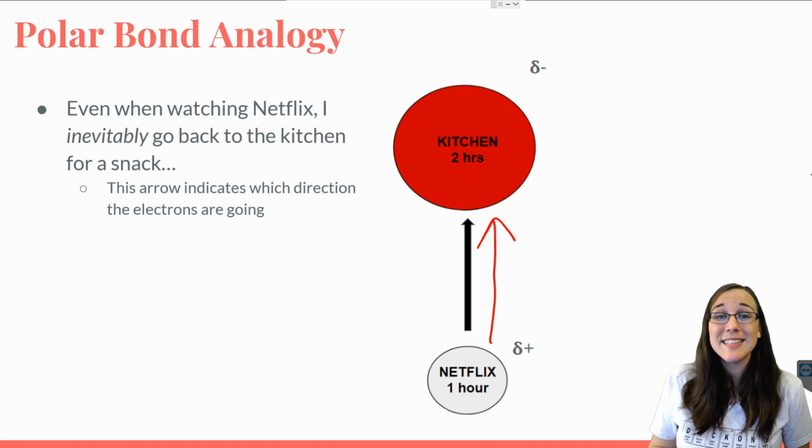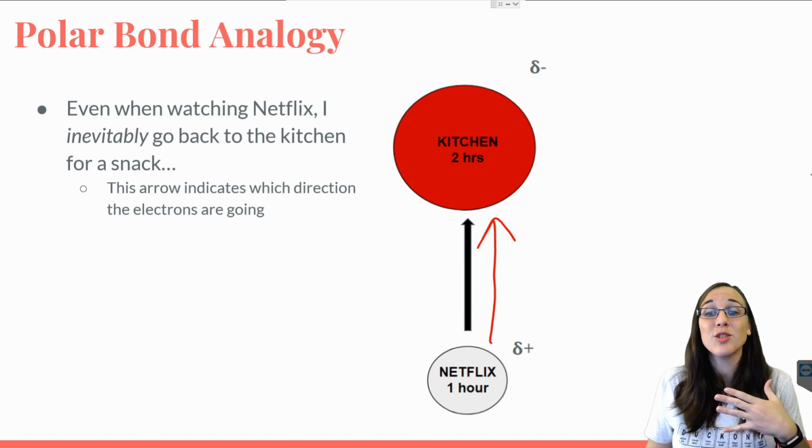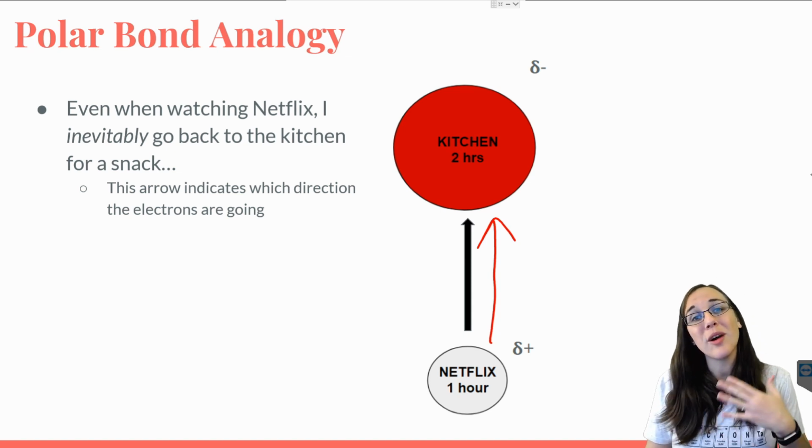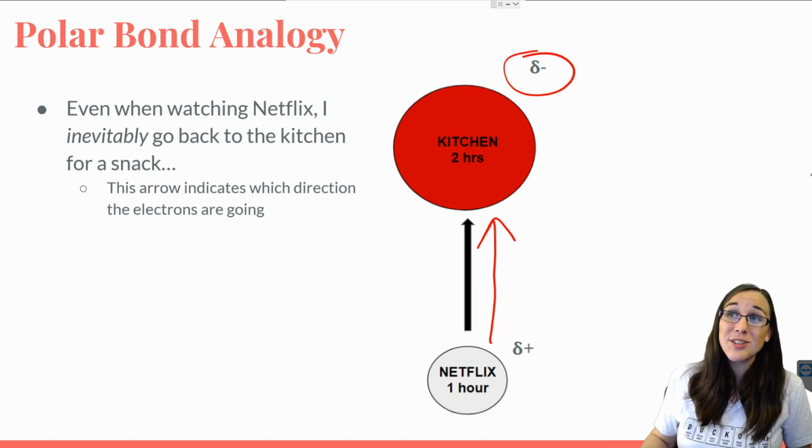So in this case, if I'm an electron, I'm going to show the direction of where the electrons are traveling to. And they are going to want to travel to the area that's slightly negative or more electronegative.